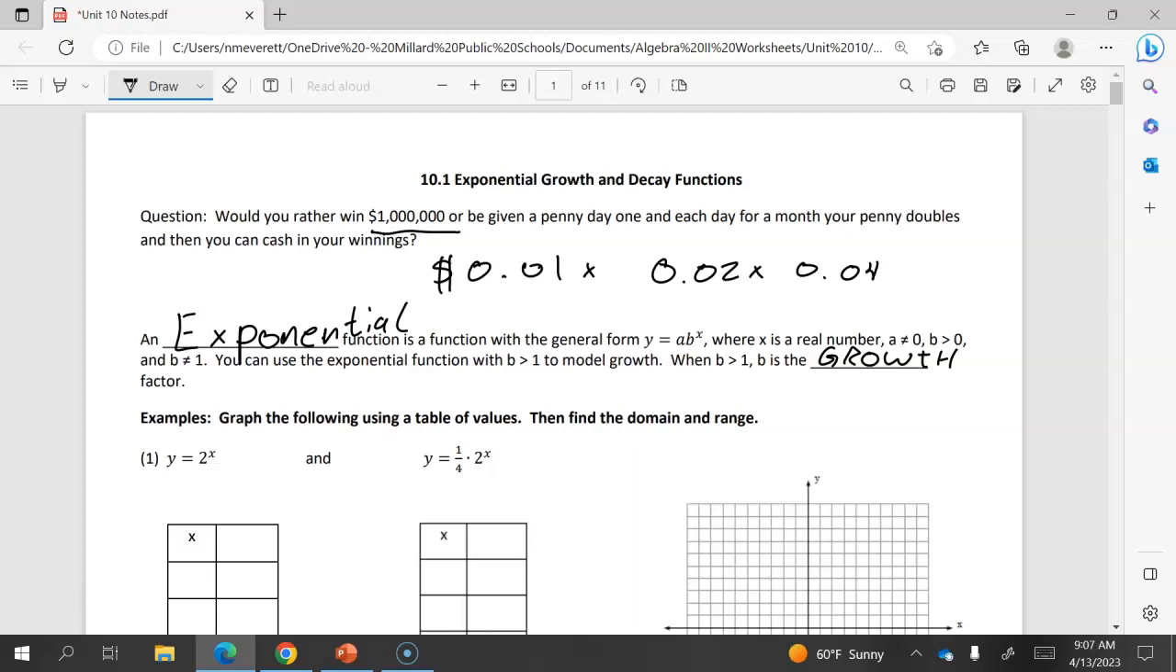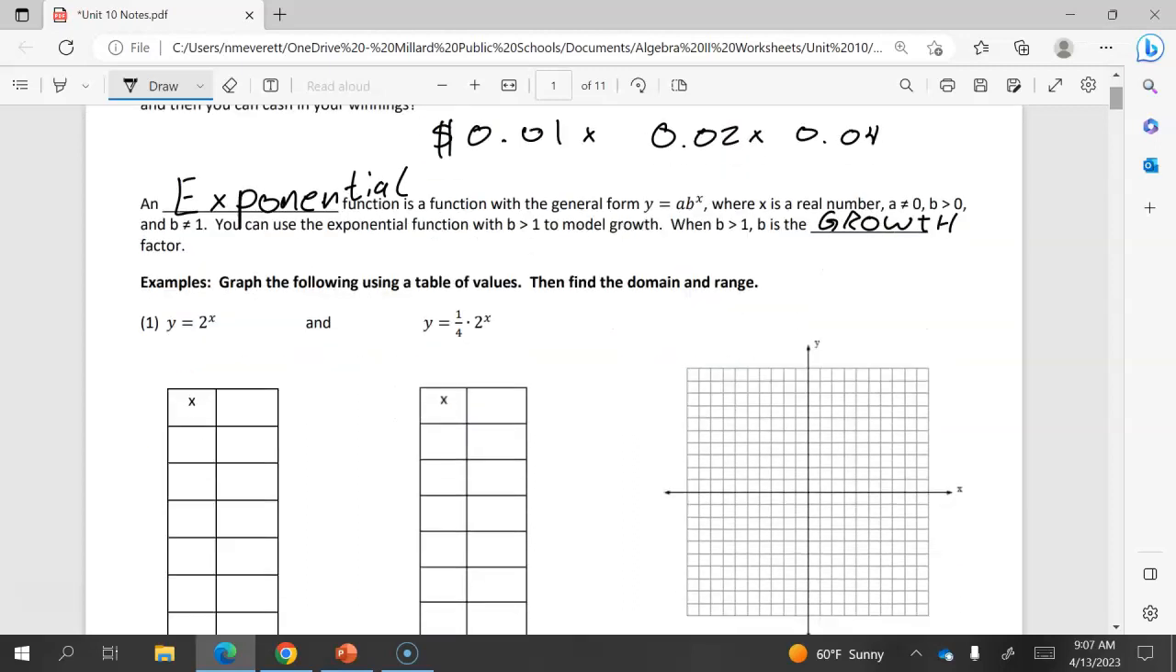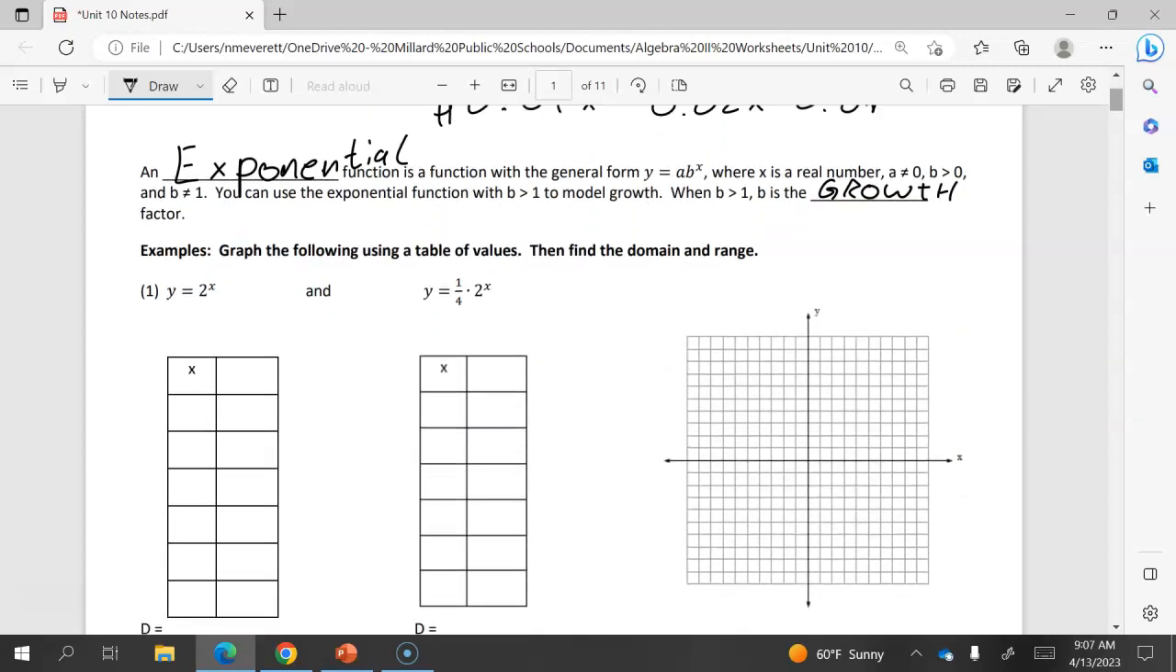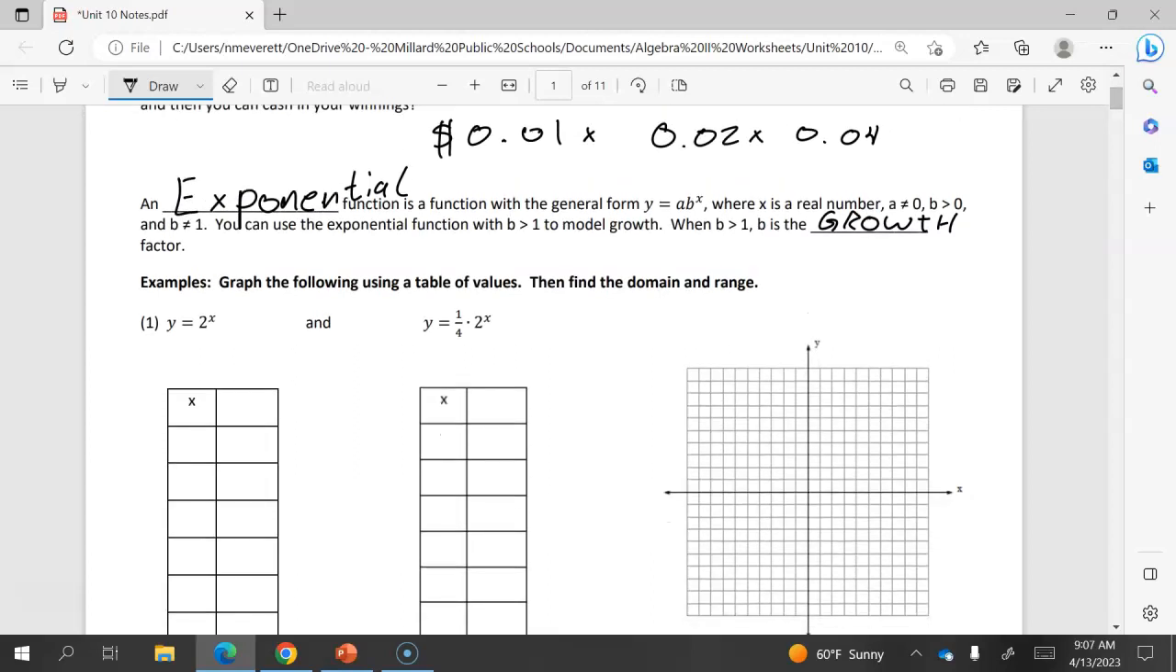All right? That's what this chapter talks a lot about, exponential functions and how to solve them. So now we have an exponential function in the general form y equals a times b to the x. x is a real number, of course. a cannot be 0, so a can be any number but 0. b is going to be greater than 0, so b cannot be a negative number, and it can't be 1. So b has to be positive and not 1.